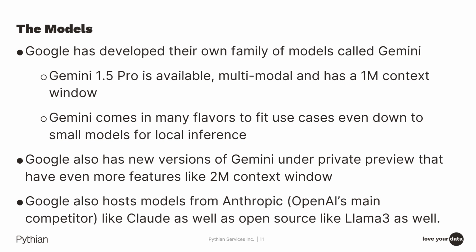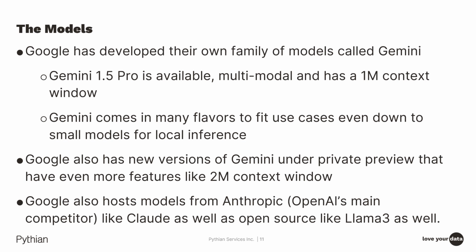Gemini also comes in many different flavors with different sizes and parameters to fit use cases, even down to small models that you can run local inference on small devices. For example, you could run it on a phone or on a laptop, and it doesn't require its own very powerful cluster of GPUs to run.